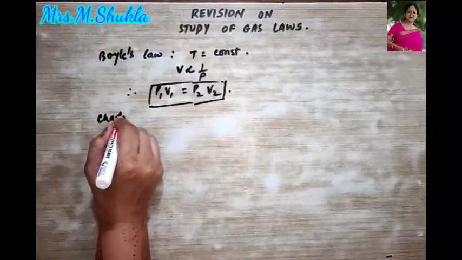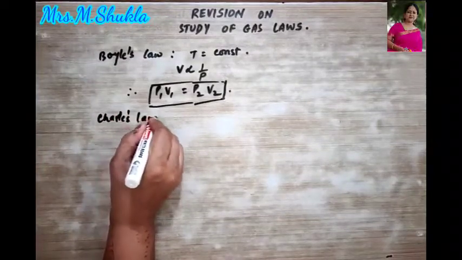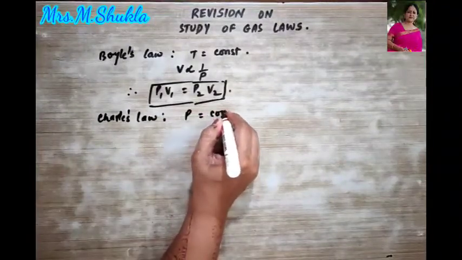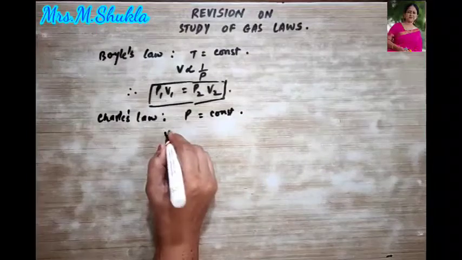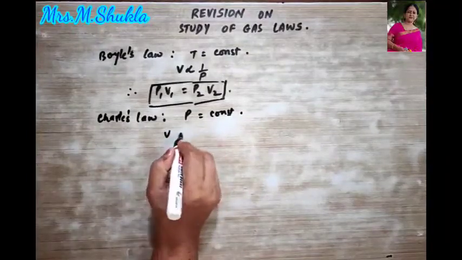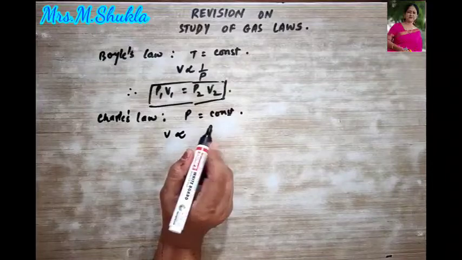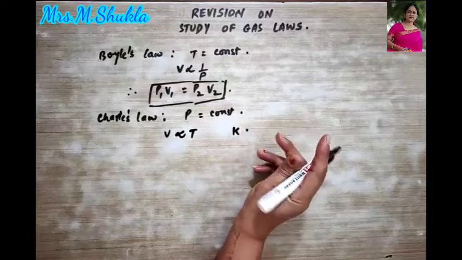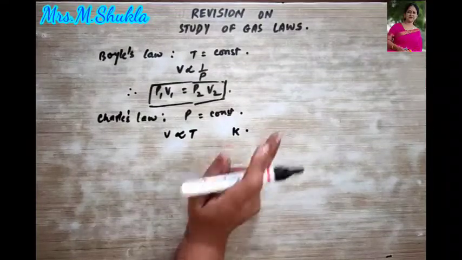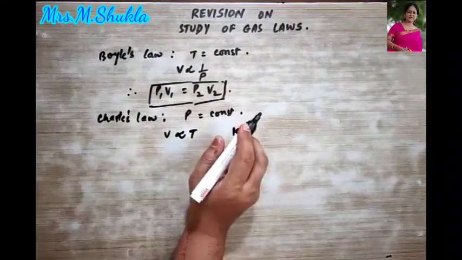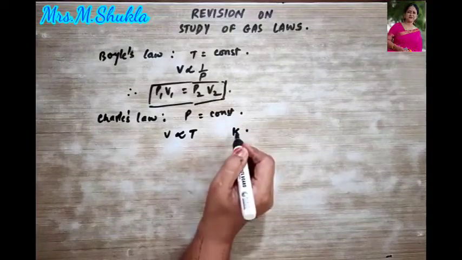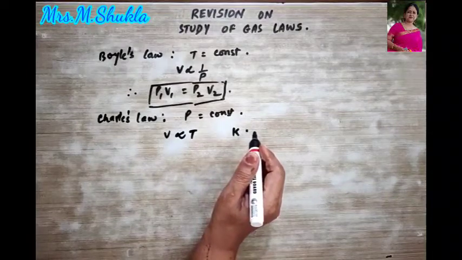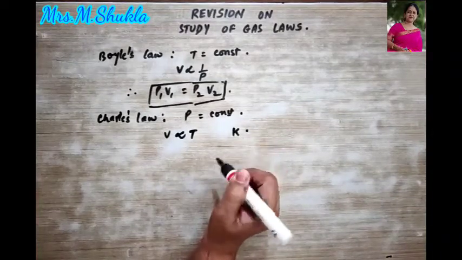Then what do you remember about Charles' law? Charles' law, pressure remaining constant. In Charles' law, pressure is constant, right? The volume of a given mass of a dry gas is directly proportional to the temperature. Which temperature do you remember? Kelvin temperature, the absolute temperature. Though in the question the temperature will be given in Celsius, you have to convert it into Kelvin. So conversion, do you remember how to do the conversion?